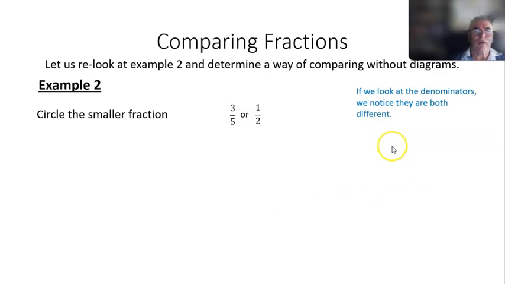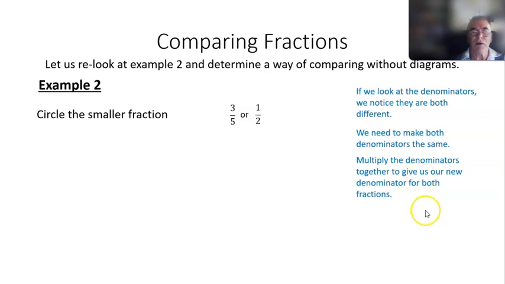So again, we look at the denominators and notice that they're both different. But we want to make them both the same to make them easy to compare. So one way is to multiply the denominators together to give us our new denominator for both fractions. So our 5 times 2 gives us 10. So we're going to make both fractions out of 10.